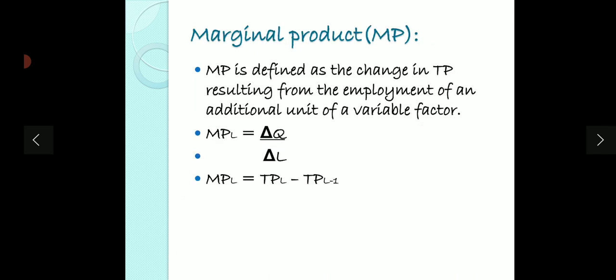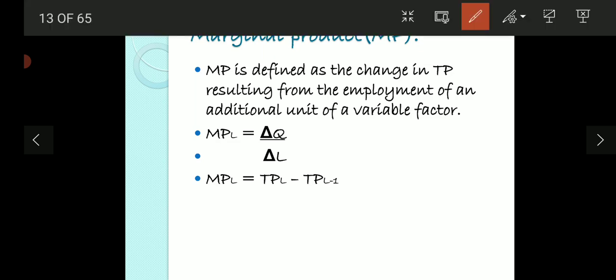Second concept we have is marginal product. Now I think we all understand the meaning of the word marginal. Marginal means additional. That means what is the change in the output due to the change in one labor? Because as you know, in short run, output is changing only because of labor, right? So what is the change in the output due to change in one unit of labor? That means delta Q upon delta L. And MPL can also be found out by the formula: total product at L units of labor minus total product at L minus 1 units of labor.